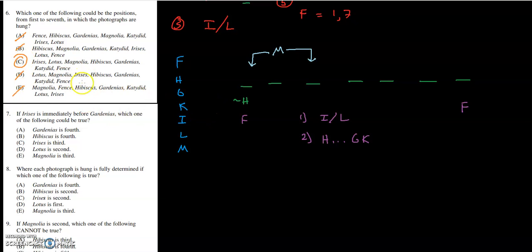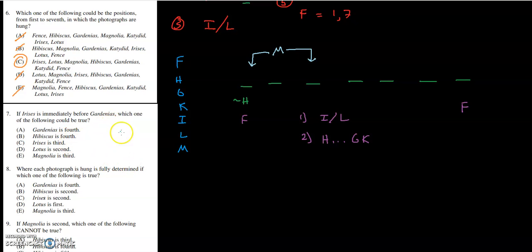Again, I mean, we kind of went slow on that one, but those usually aren't so terrible. All you really have to do is just double check what your rules are and then just tick stuff off as you go. Okay, so let's look at this next question here. If I is immediately before G, which of the following could be true? All right, so that means the wrong answers would be something that must be false, right?